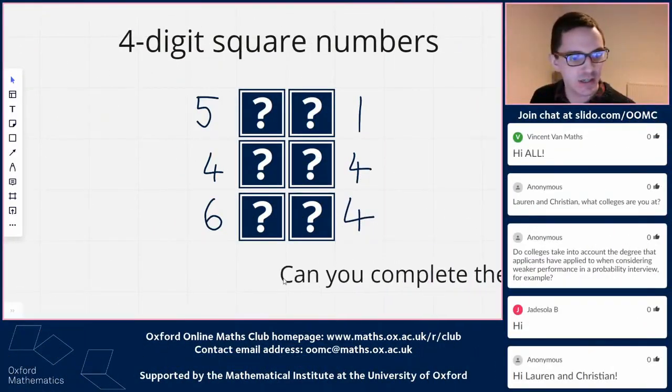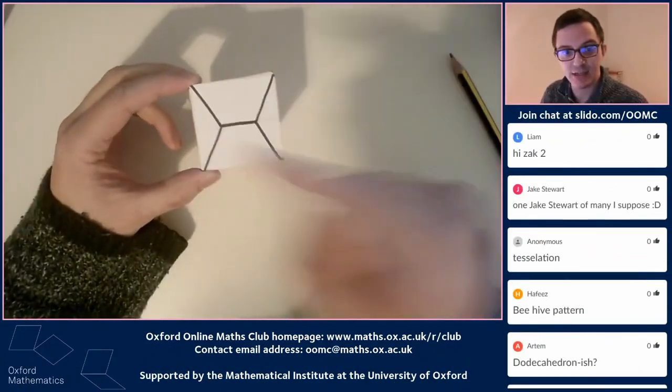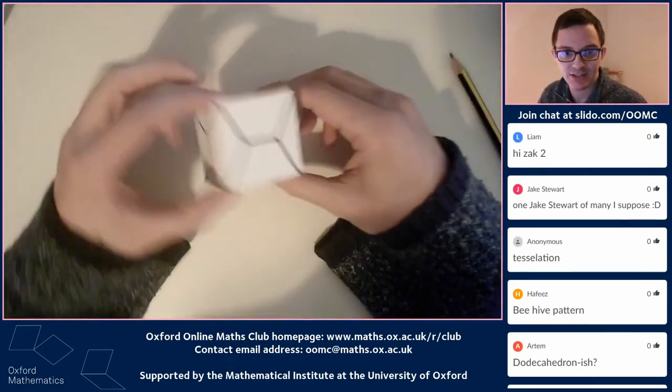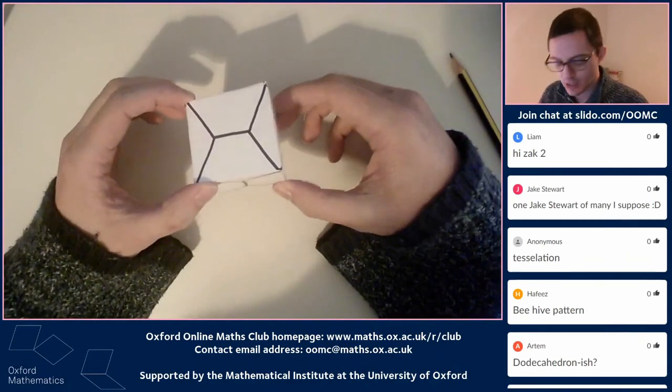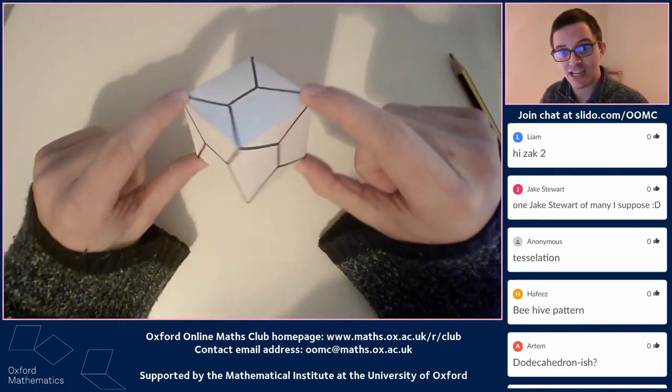And here's the question: can you complete the square? Can you work out what these square numbers are? So just taking this basic unit and sticking it to the sides of the cube, out by 90 degrees every time you go across an edge, gives me the edge network of a dodecahedron.